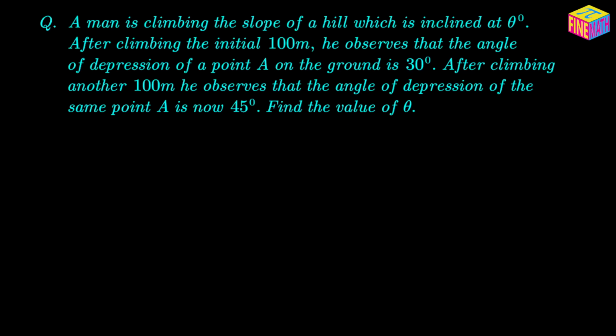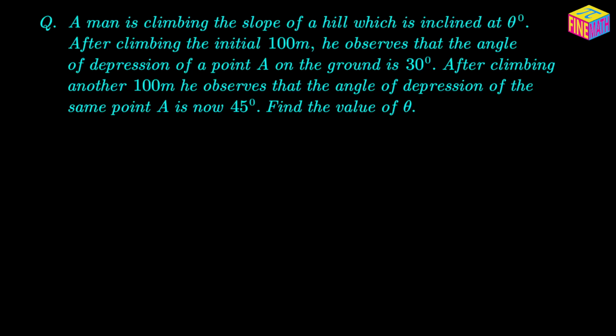Here we have the second question. The question says, a man is climbing the slope of a hill which is inclined at theta degree. After climbing the initial 100 meter, he observes that the angle of depression of a point A on the ground is 30 degree. After climbing another 100 meter, he observes that the angle of depression of the same point A is now 45 degree. Find the value of theta. So we have to find out what is that angle, the angle of inclination of the slope of the hill.